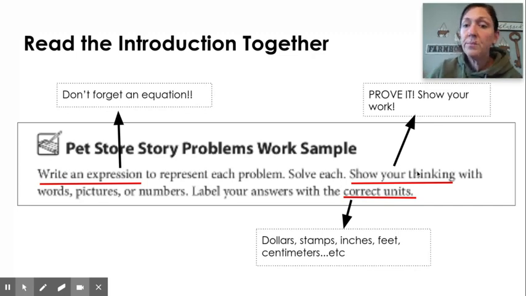Show your thinking means tell your teacher how you figured it out. Prove it. Show us your work. We can't see inside your brain. And then label your answer with the correct units. What are we talking about? Are we talking about how many dollars? Are we talking about stamps? Are we measuring in length, inches, feet? Label your answer.